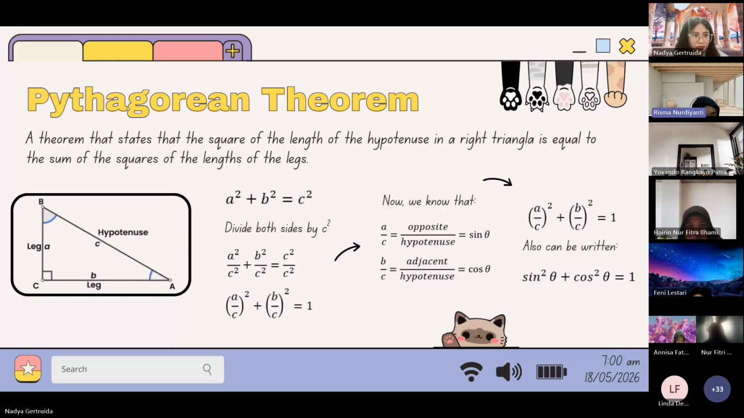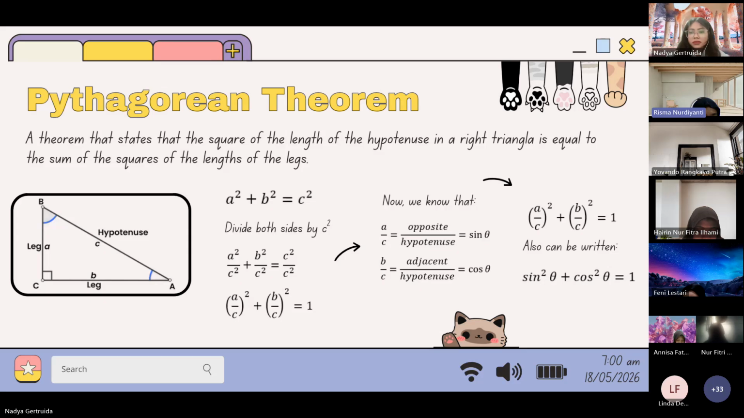Next, we start trigonometric identities with the Pythagorean theorem. The Pythagorean theorem states that in a right triangle, the square of the hypotenuse is equal to the sum of the squares of the other two sides. This can be written as a square plus b square equals c square. Next, we divide both sides by c square. This gives a square over c square plus b square over c square equals c square over c square.